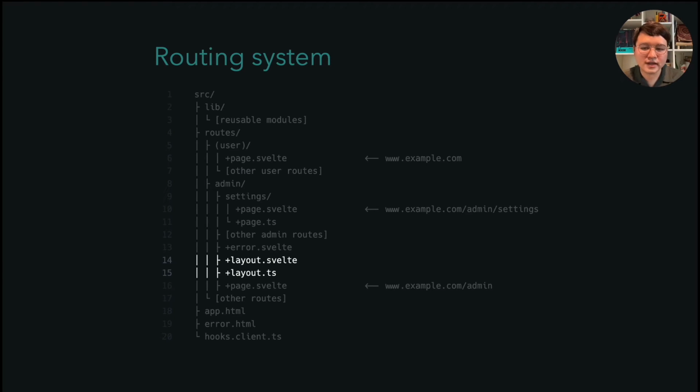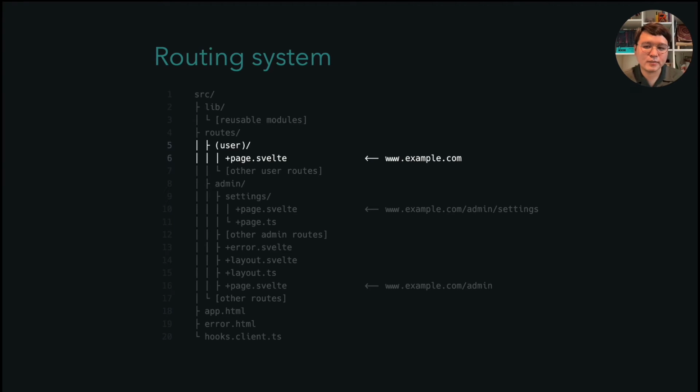And you can also declare load functions for this kind of layout too. You can also declare an error.svelte component. This will act as a fallback. So if an unhandled error occurred, SvelteKit will try to find the nearest error.svelte file and render it in place of the page. So you can have a very localized error that still keeps all the layout properties.